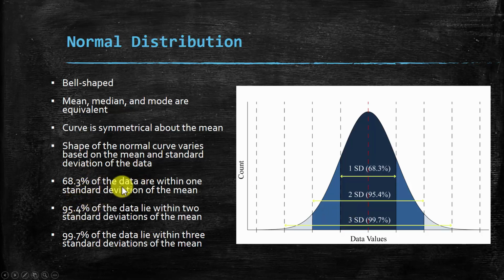95.4% will occur within two standard deviations of the mean. So that's this entire area here. And then lastly, 99.7% of the data lie within three standard deviations of the mean. So that's extending out to this lighter blue area here. So that leaves only 0.3% of the data outside of the three standard deviation range, both in the positive direction away from the mean or the negative direction away from the mean.